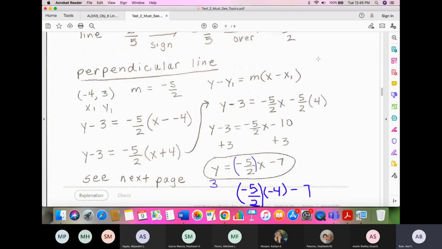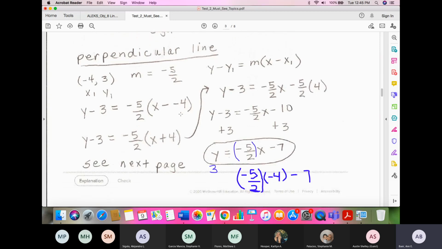So we want to start plugging in here. So this is our formula. We have y minus y1. I labeled this point x1, y1. y1 is 3, so I will put in 3 here because we want to put in y1. Equals the slope, which is -5/2, times x minus x sub 1. x sub 1 is -4.